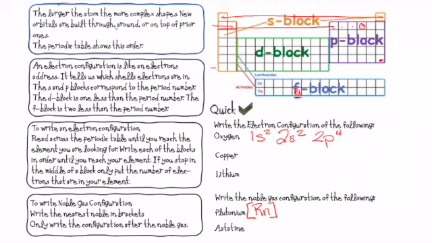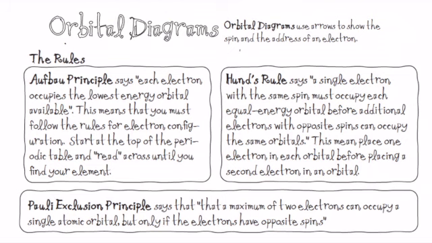Then we would continue. And so we would have 7s2. From 7, it goes to the F block. The F block is 2 less than the period number. So 5f, 1, 2, 3, 4, 5. And that would be the electron configuration for plutonium.